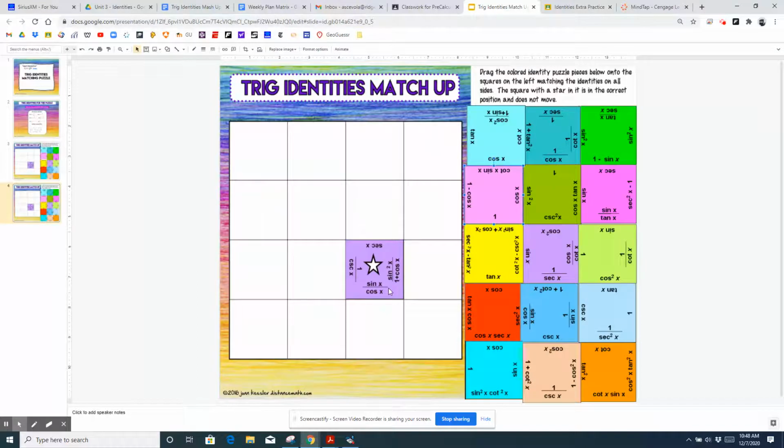So I'm looking for something that has tangent on the top. And I see just this one right here. So I'm going to place that there. I might have to move it, but we'll stick with that for now.